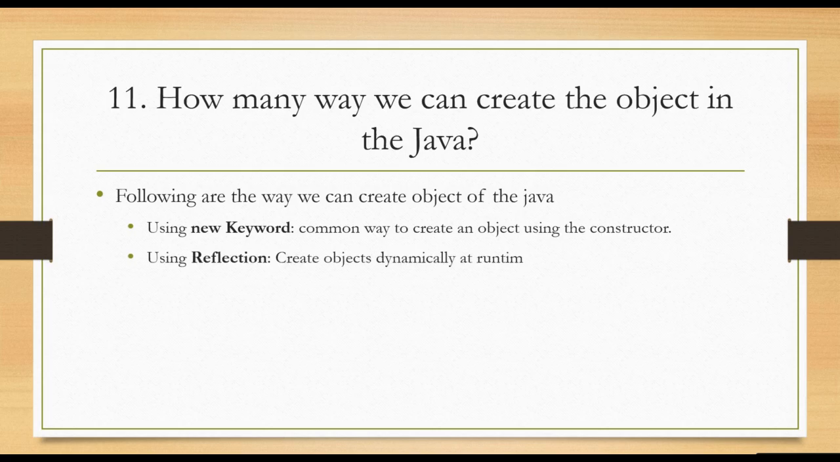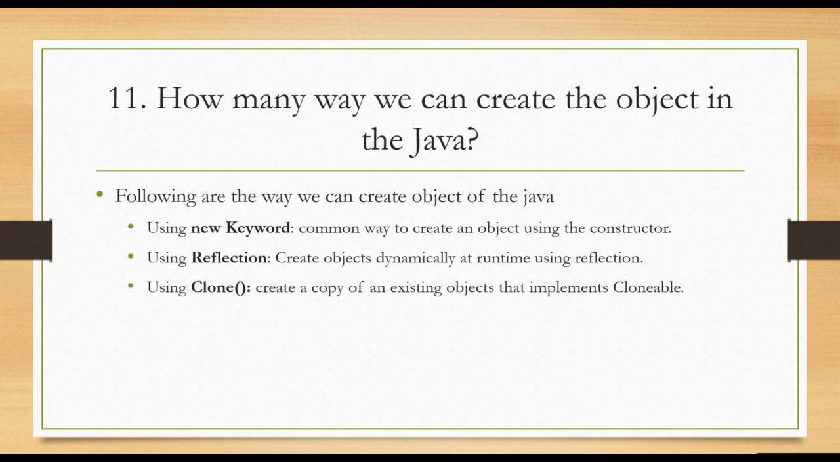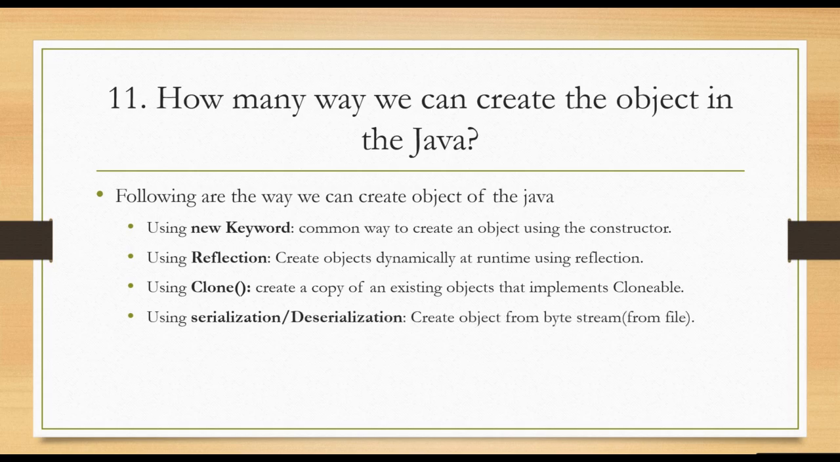The next way is using reflection, which creates an object dynamically at runtime. The third way is using the clone method, which creates a copy of an existing object that implements the Cloneable interface. That is also a way to create an object. The next one is using serialization and deserialization.